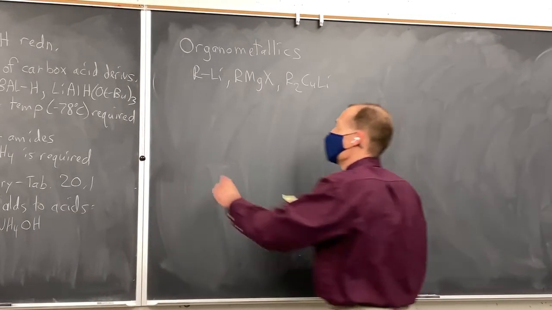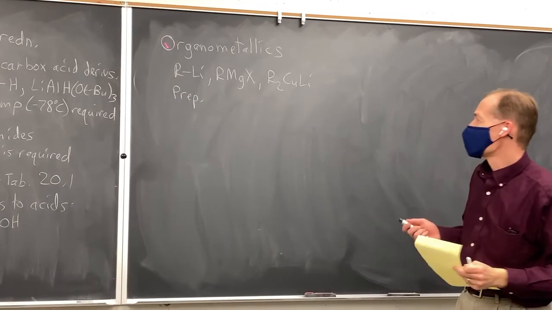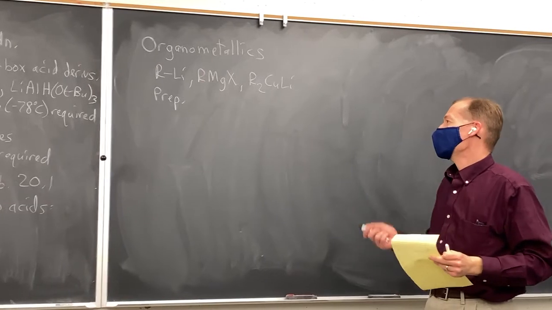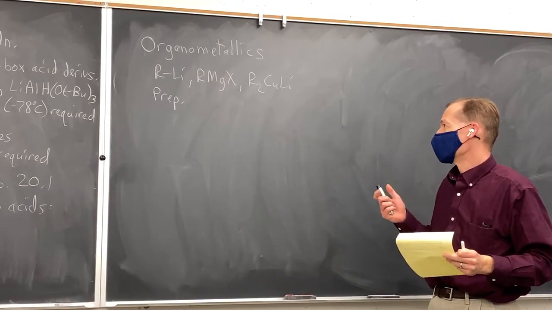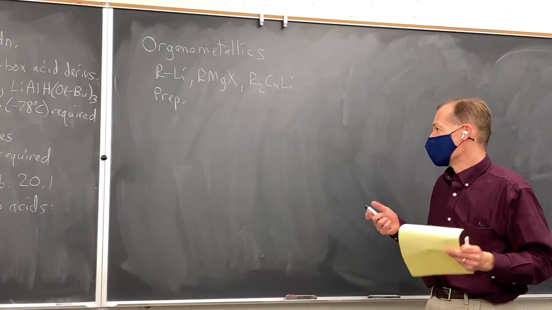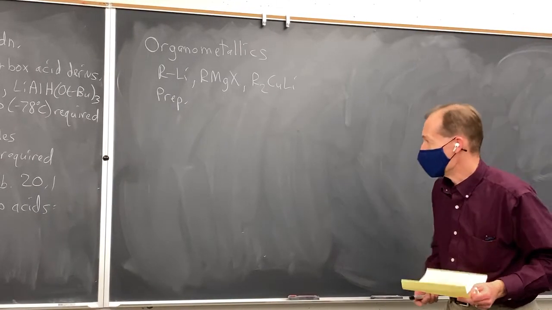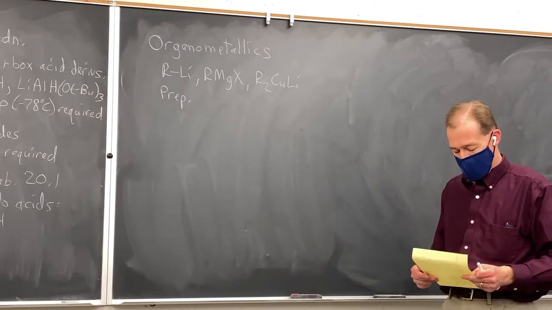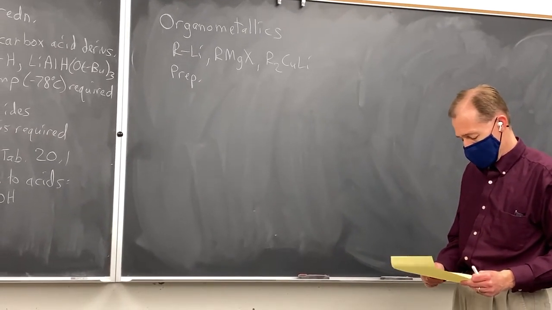The preparation of these compounds is also important to know. We just start from alkyl halides. In these cases, we just add the metal or the metal chloride salt. Well, actually, we add the metal in both cases to the halide. Here, it's a little bit more involved. But the preparation of the reagents is something you should be able to do.